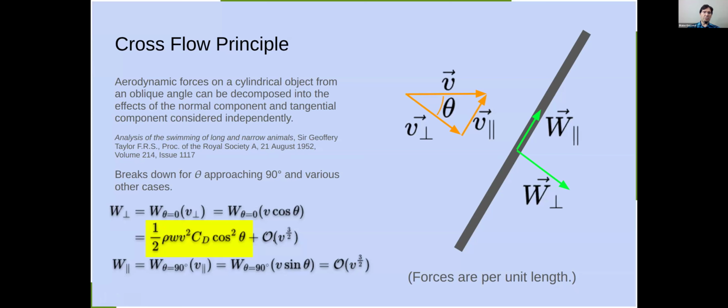And then there's some other terms that go like v to the 3/2, which we'll ignore. Tangentially also, we have terms that go like v to the 3/2, which we'll also ignore. And those v to the 3/2 come from v squared divided by the Reynolds number.